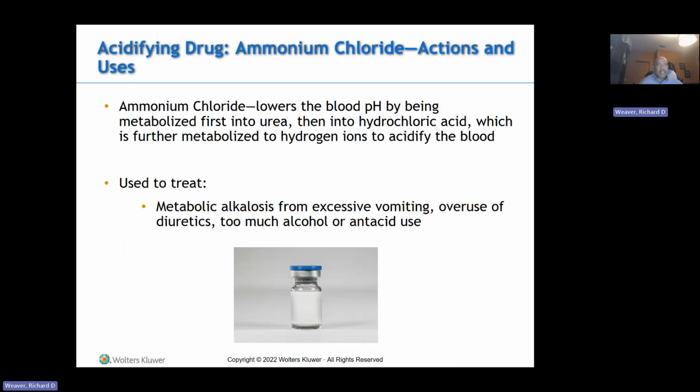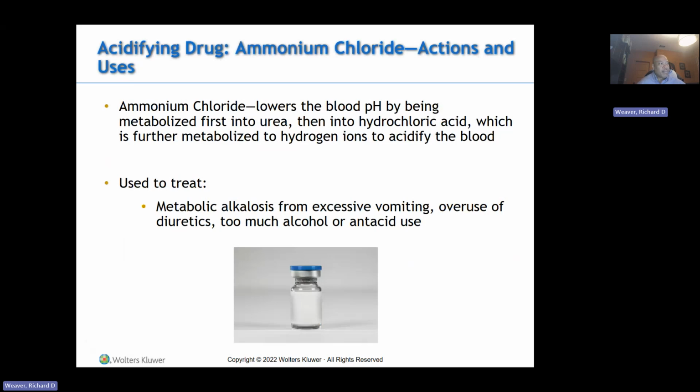You're trying to just push that value, because remember, when you're looking at 7.35 to 7.45, if you're to the left of it, you're more acidic. If you're to the right of that 7.45, you're more base. These patients are to the right of the 7.45, so they're more base. And so what we're trying to do is create more hydrochloric acid, which is metabolized into hydrogen ions when it's broken down, and this will acidify the blood, so you get to move it to the left, more towards the 7.35 to 7.45. Hopefully that makes sense.